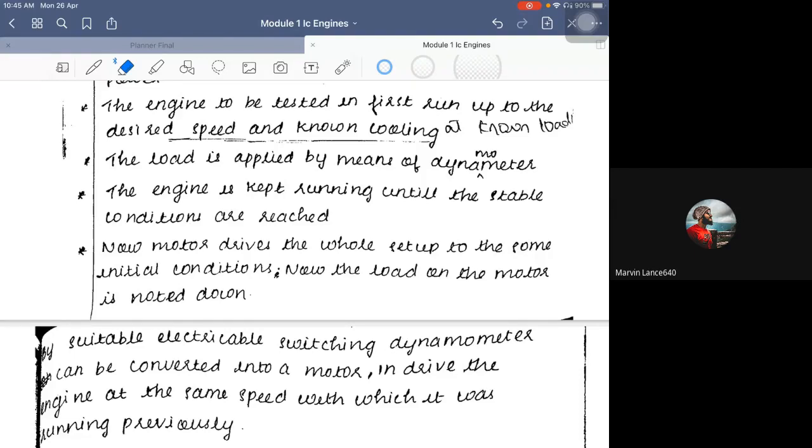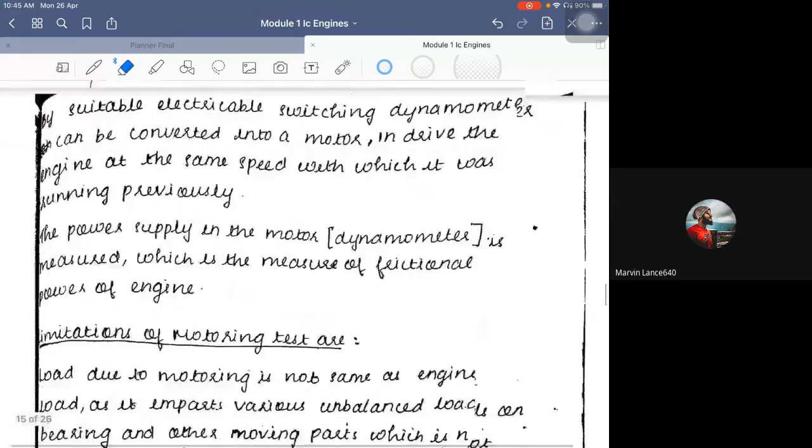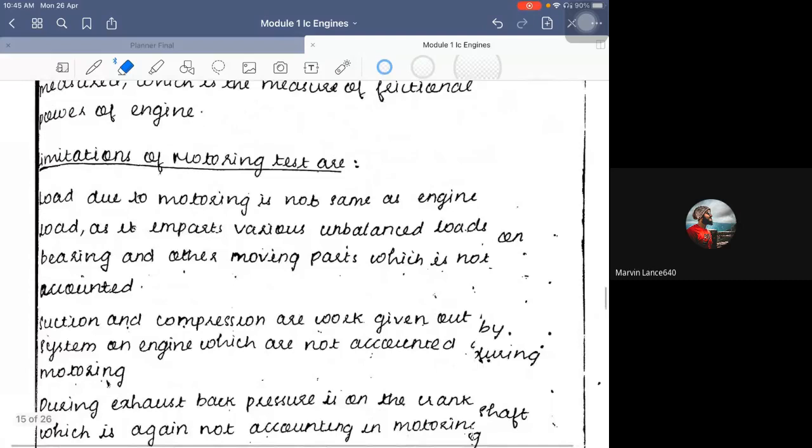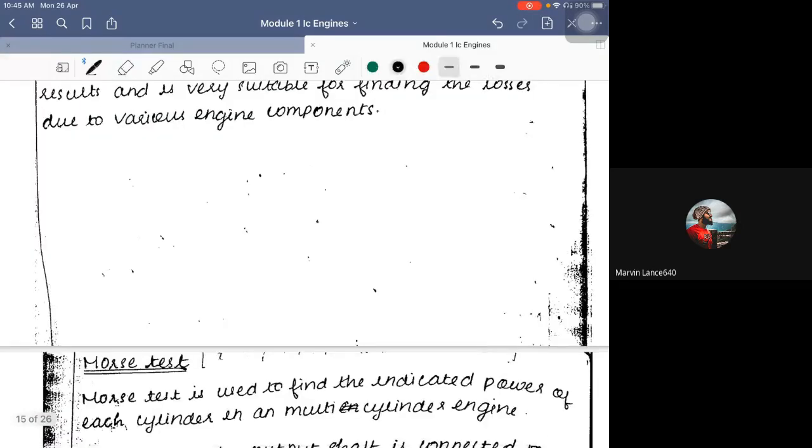Okay, kindly observe this. Now I'll be explaining how this particular motoring test occurs. So there is an engine, and this particular engine is rotating this particular shaft. Correct? Now what I will do is connect a dynamometer. Dynamometer. So a dynamometer is something like this.